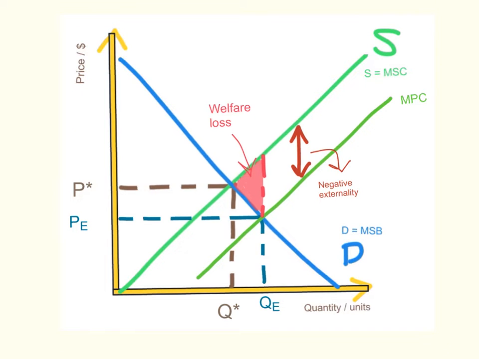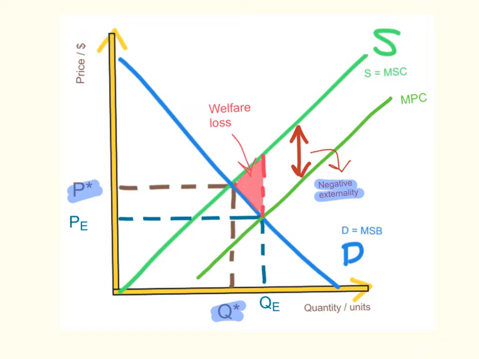So on a diagram, this is what it looks like. We've seen before that the optimal allocation occurs when marginal social cost is equal to marginal social benefit. This is the optimal allocation. However, in this situation, the marginal private cost is lower than the marginal social cost. So the difference between the marginal social cost and the marginal private cost here is the negative externality. Okay, now the optimal allocation occurs at P star and Q star, which is this point here.